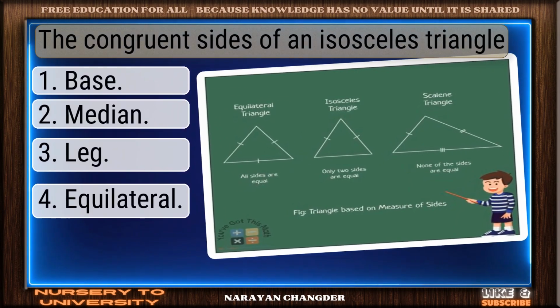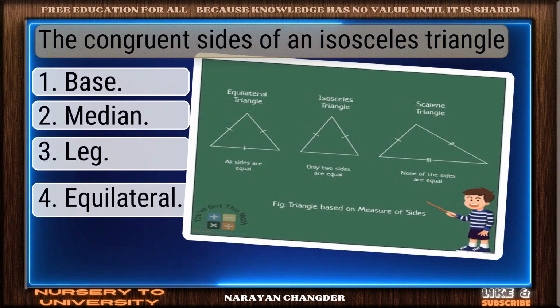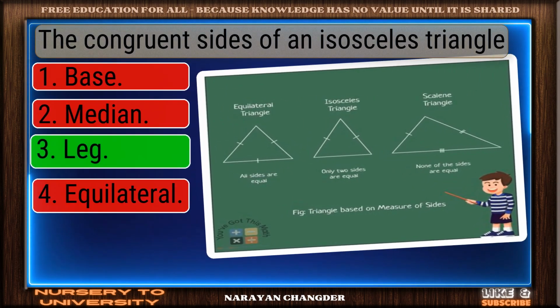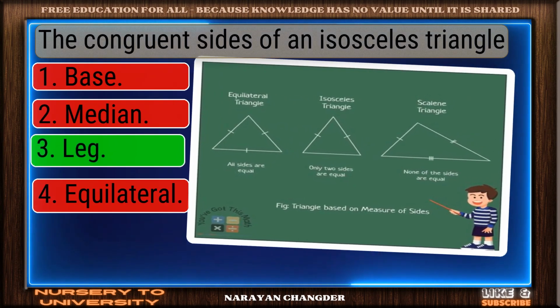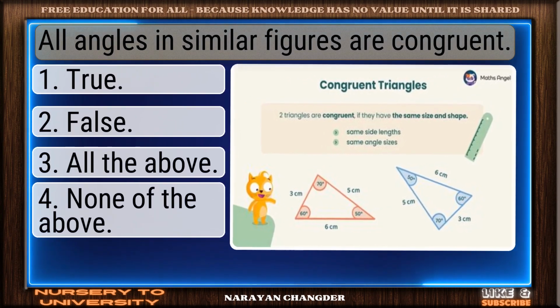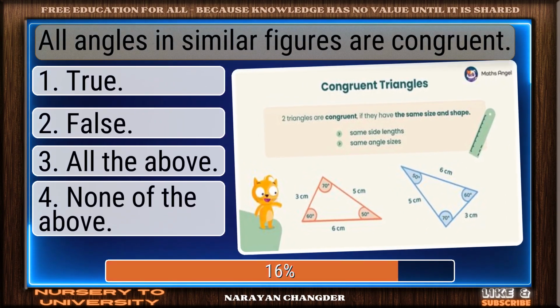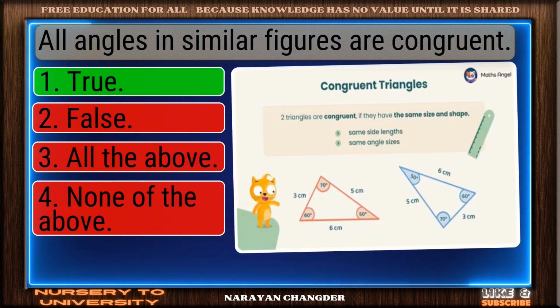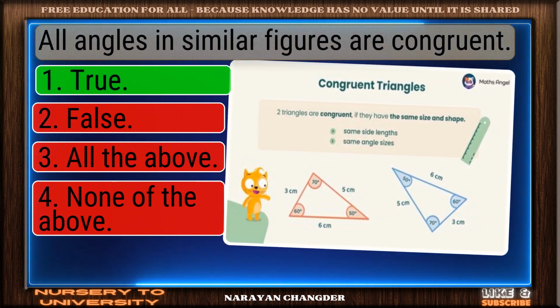Question number 176. The congruent sides of an isosceles triangle. Nice selection. Leg is the correct and valid answer. Question number 177. All angles in similar figures are congruent. Well reasoned. True is the correct choice.